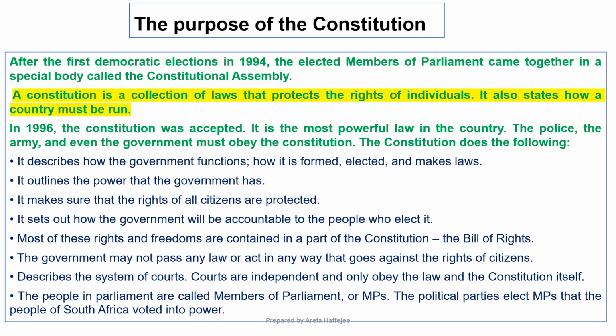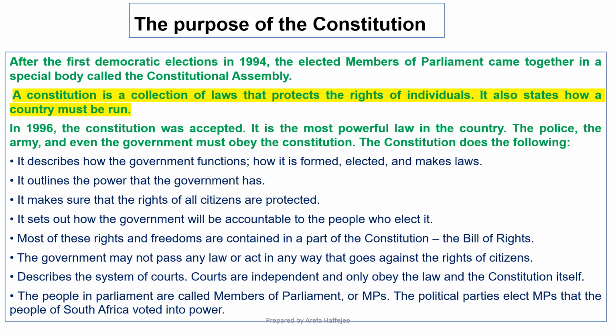Now you're going to ask yourself, what is the purpose of a constitution? Before you ask yourself that, you must understand what a constitution is. A constitution is basically a collection of laws that protect the rights of individuals. It also states how a country should be run.